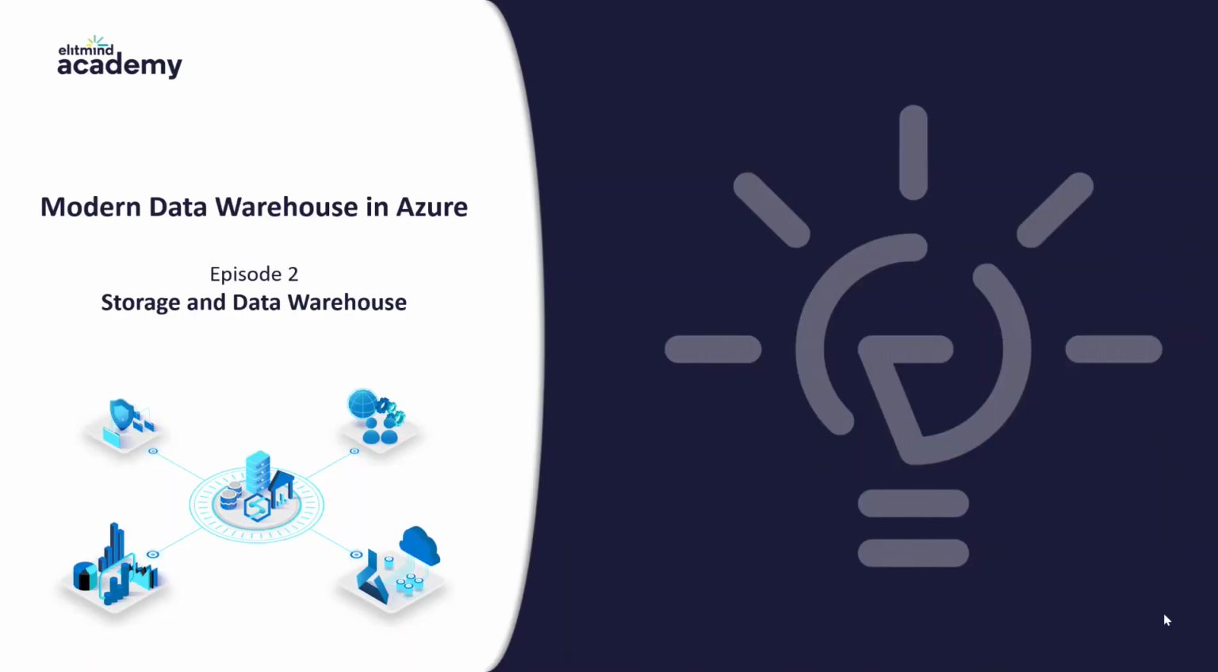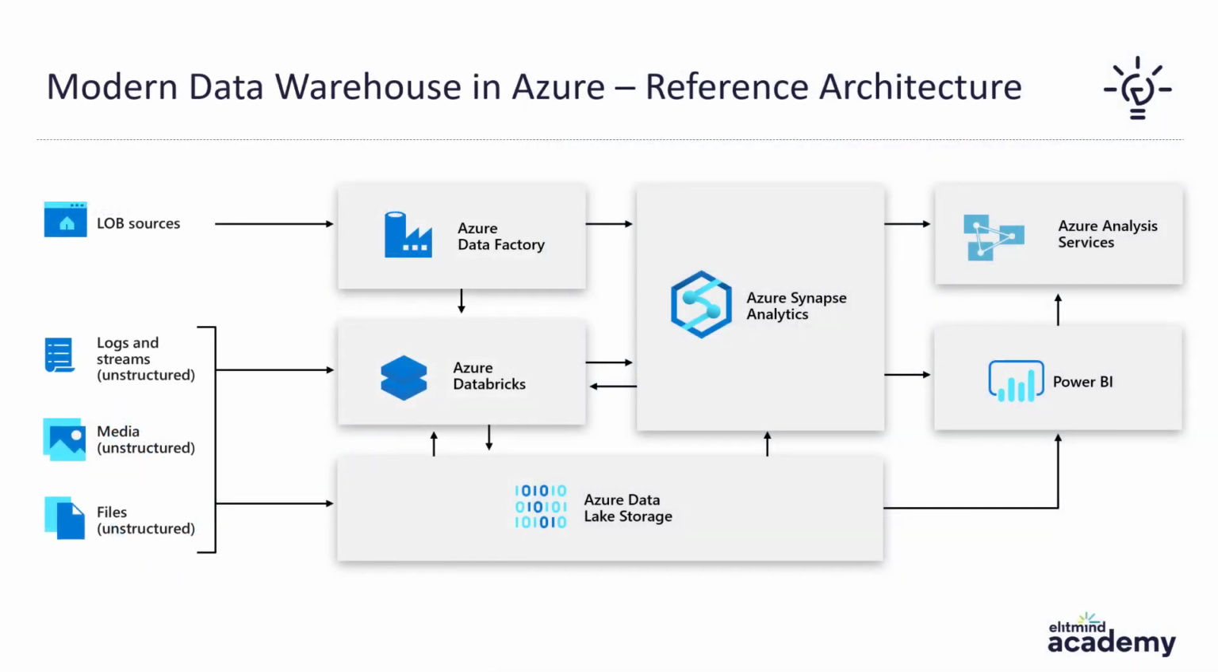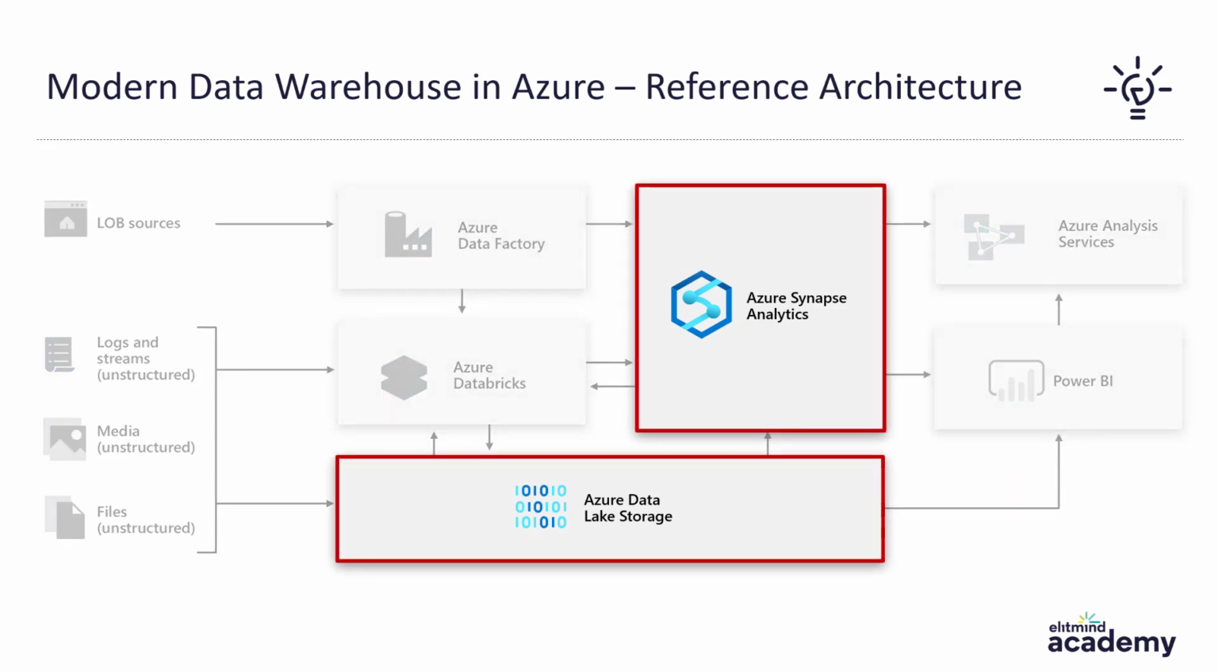Let's focus on the storage and data warehouse elements of modern data warehouse architecture in Azure. In the first episode of the series, I presented you with the reference architecture of modern data warehouse in Azure. Microsoft puts Azure Data Lake Storage and Azure Synapse Analytics in two key components of the architecture. So for the storage and data lake purposes, Microsoft suggests you to use Azure Data Lake Storage, and for the data warehouse purposes, they suggest to use Azure Synapse Analytics. And keep in mind that modern data warehouse is based on the assumption that you're going to use both relational data and non-relational data combined together. So let's see what options actually do we have for those two elements in Azure.